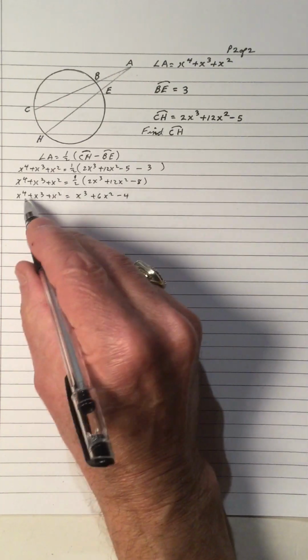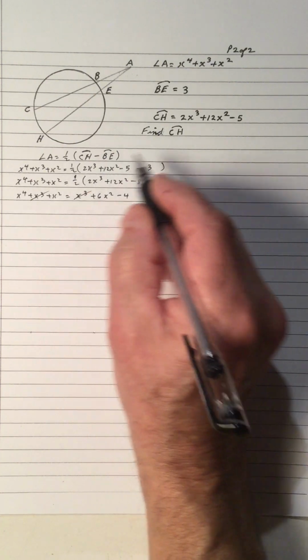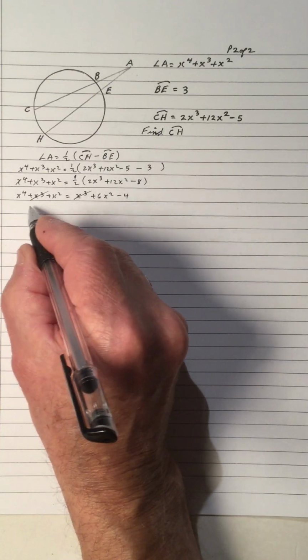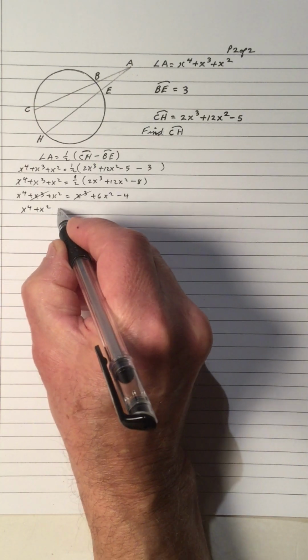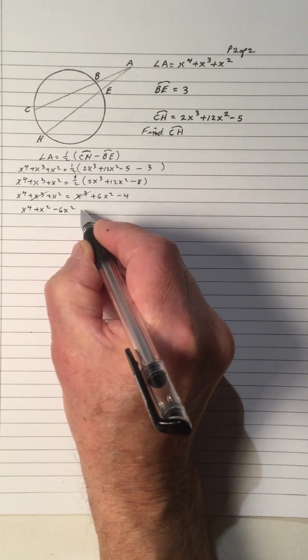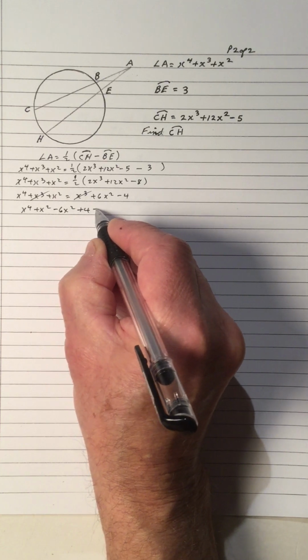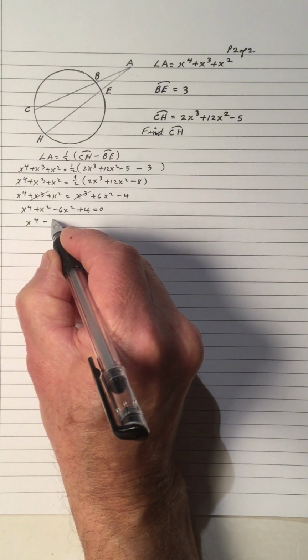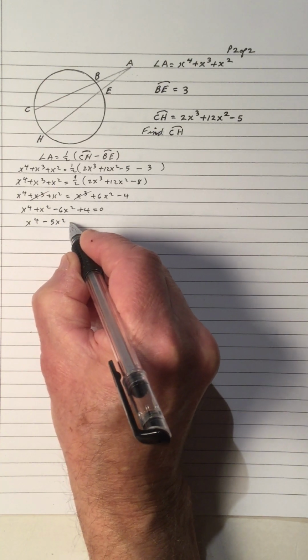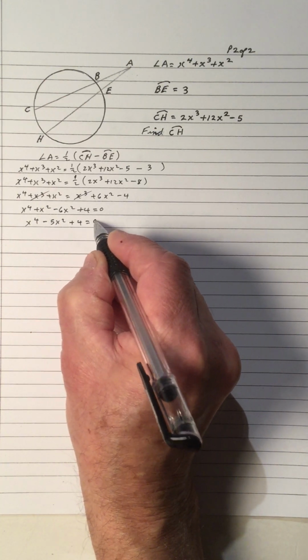And we simplify. We have x cubed on each side, so we can cancel them out. So we go descending order, x to the fourth plus x squared minus 6x squared plus 4 equals 0. x to the fourth minus 5x squared plus 4 equals 0.